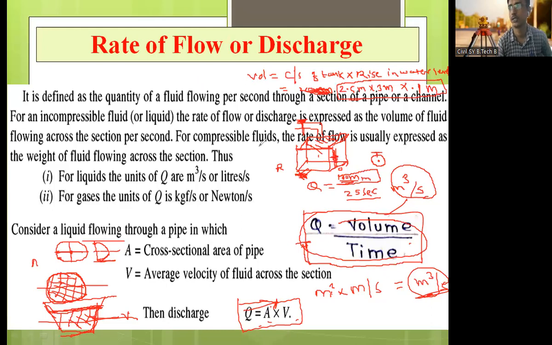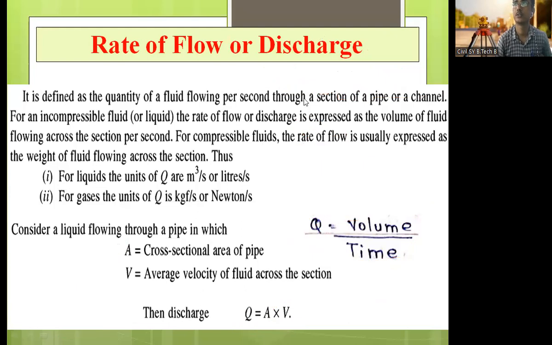सो दिस व्हॉल्यूम ऑफ वॉटर कलेक्टेड डिवाइडेड बाय दिस 25 सेकंड जर केलं तर आपल्याला या ठिकाणी काय भेटेल, डिस्चार्ज भेटून जाईल मीटर क्यूब पर सेकंड मध्ये. ठीक आहे, समजलं सगळ्यांना हाऊ टू फाइंड आउट द डिस्चार्ज. ते आपण नंतर बघणार आहोत, प्रॅक्टिकल ज्यावेळेस आपण करतो त्यावेळेस वी विल सी.